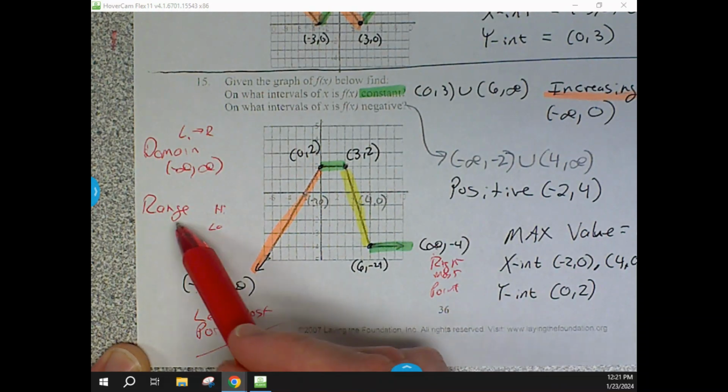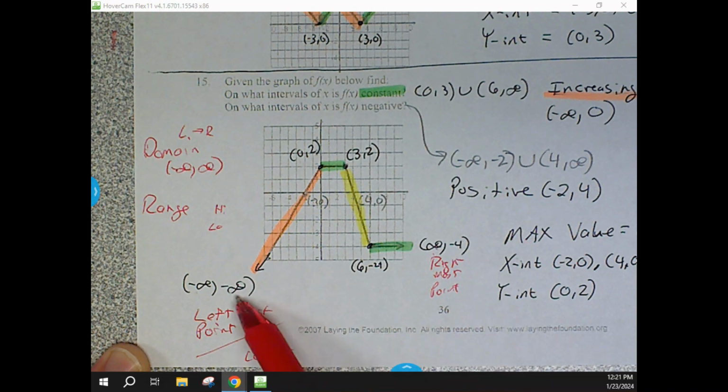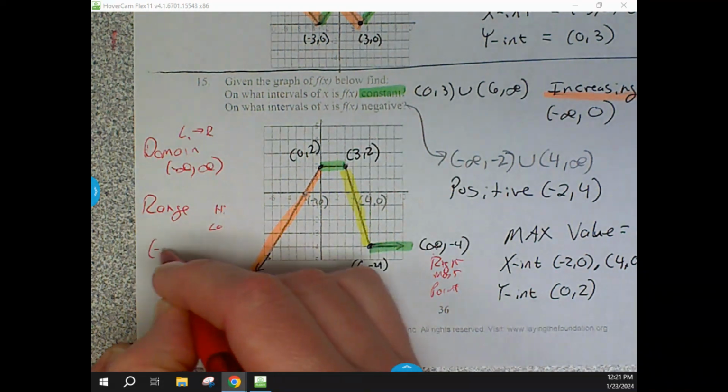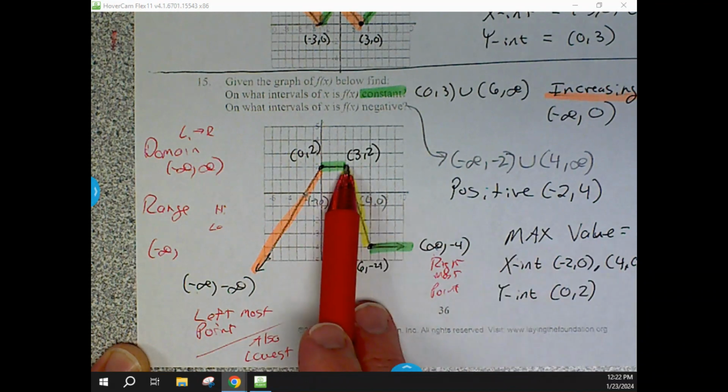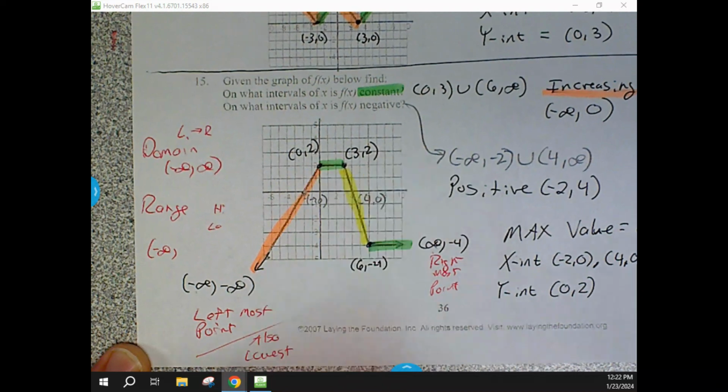Now again, when you talk about range, you talk about the y values. So for the range on this one, that's going to be negative infinity. And then you go to the high point, which again, we know that's a max value. That's up here, and that's where you tell me what's the y value there. Well, that's going to be 2.